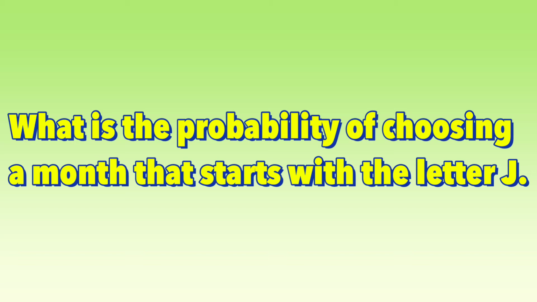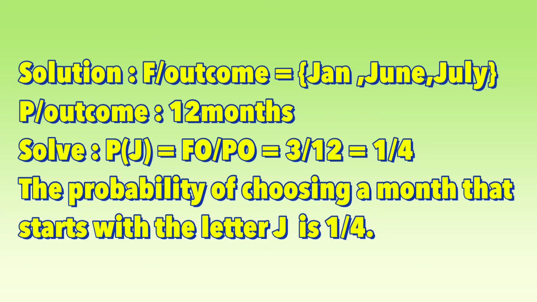To solve the probability of a month that starts with letter J, it is equal to the favorable outcome over the possible outcome. Our favorable outcome, we have to count the number of months starting with J. 1, 2, 3, so 3. And for the possible outcome, we have 12 months in a year. So that's why we have 3 over 12, and we're going to reduce it. 3 divided by 3 equals 1, 12 divided by 3 equals 4. So that's why our answer now is the probability of choosing a month that starts with the letter J is 1/4.